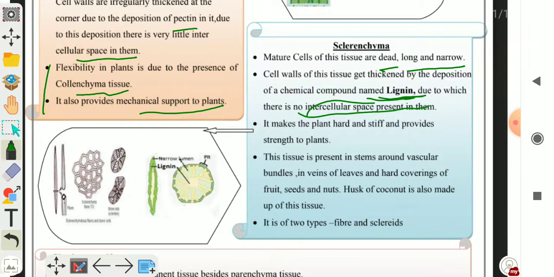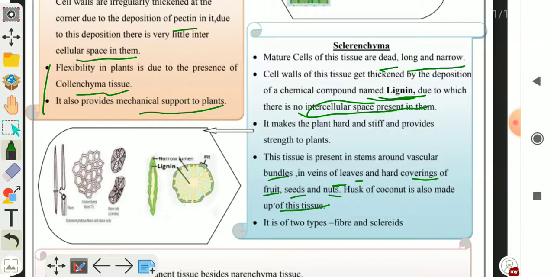It makes the plant hard and stiff and provides strength to plants. And this tissue is present in stems, around vascular bundles, in veins of leaves and hard coverings of fruits, seeds and nuts. Husk of coconut is also made up of sclerenchyma tissue. Husk means fiber of the coconut is made up of sclerenchyma tissue.